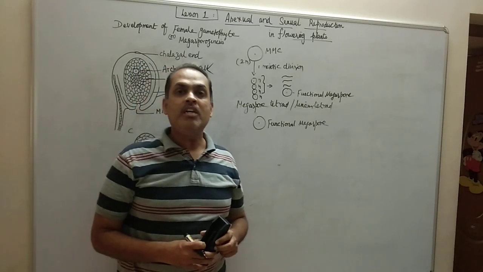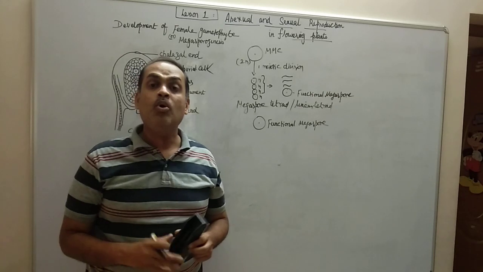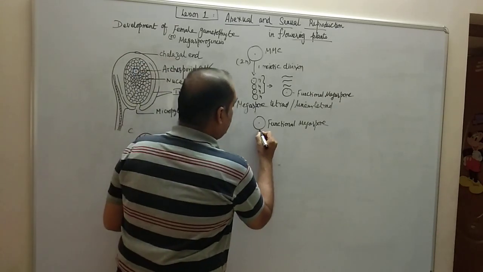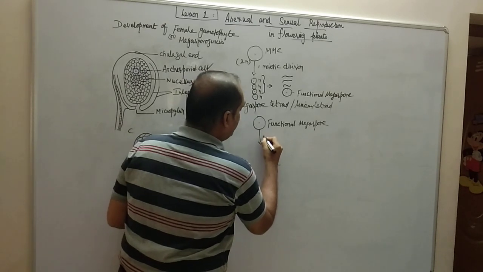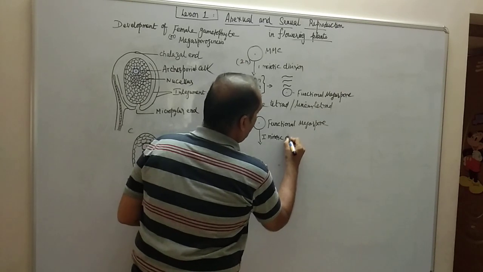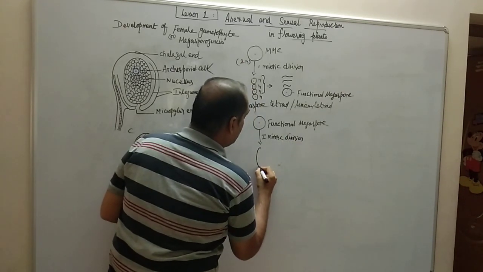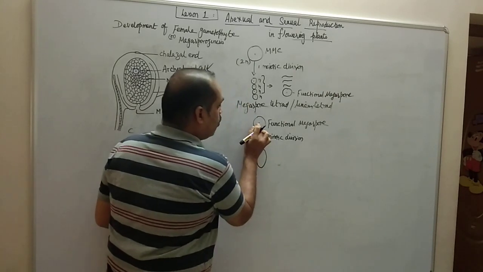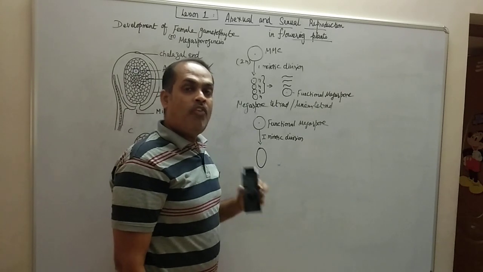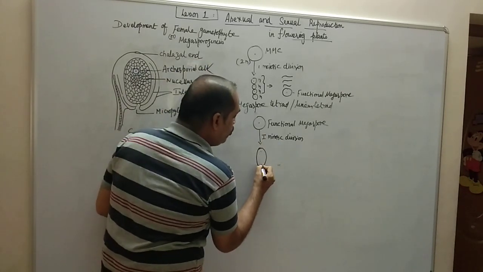But how many mitotic divisions? This point is very important. This functional megaspore will undergo 3 mitotic divisions. Let us see. Now, if it undergoes the first mitotic division, this is the first mitotic division, this one nucleus, as I told you, only karyokinesis will be followed and not cytokinesis. This one nucleus will divide into 2 nuclei.